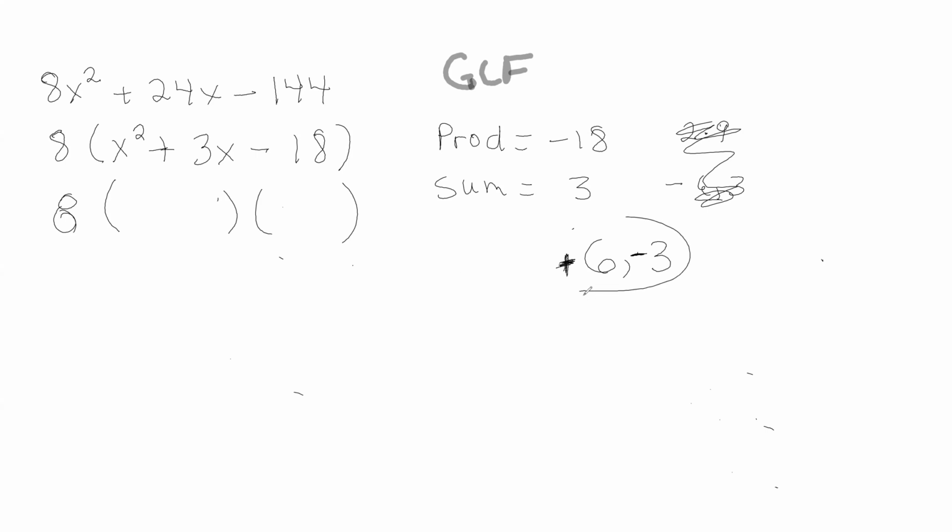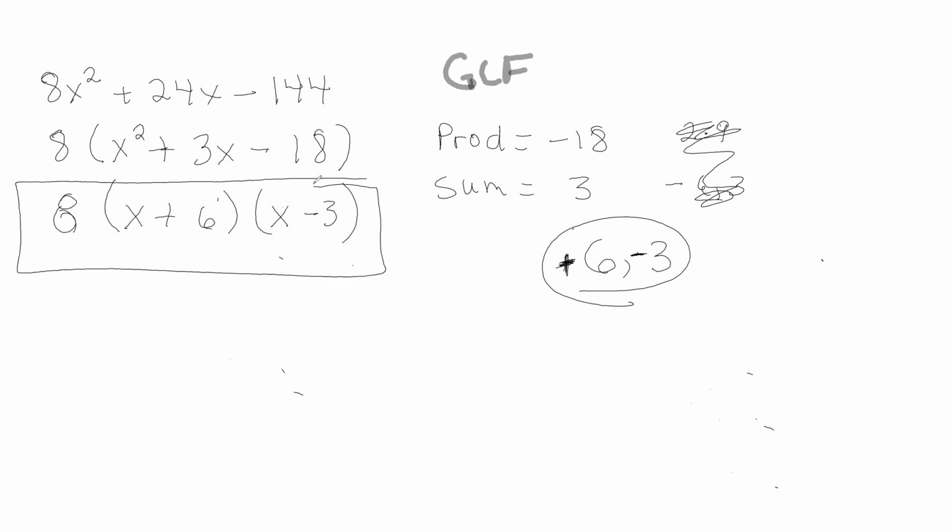So these right here are your critical integers. So this becomes x plus 6 times x minus 3. And then you can always just mentally check in your head, checking your middle term just to make sure that it's correct.